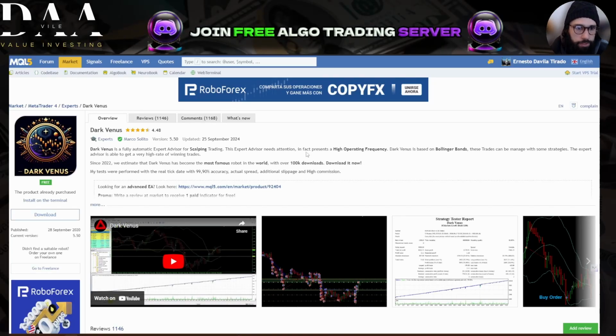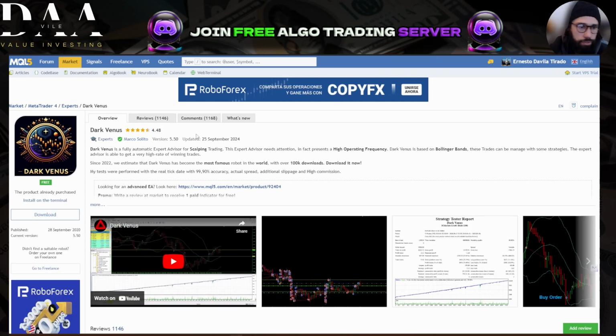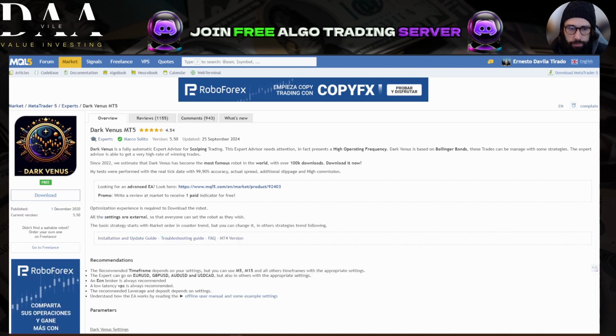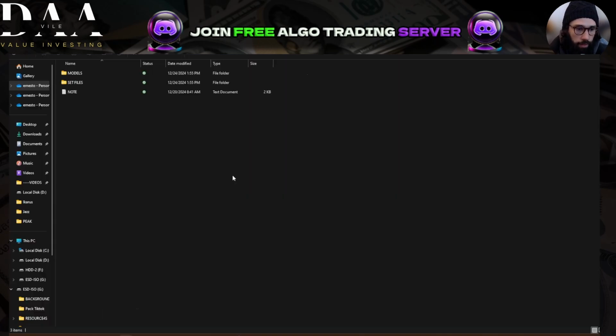So I was checking the Dark Venus free EA that Marco Solito shared in the MCall market. When I was testing, I realized we have MT5 and MT4 versions, so I decided to go with the MT4 just because it's easier and, we could say, faster to optimize. I don't remember if the MT5 and MT4 versions have the exact same inputs, but for now I've been working with the MT4 version. Here I have some set files that I divided by risk and the models.